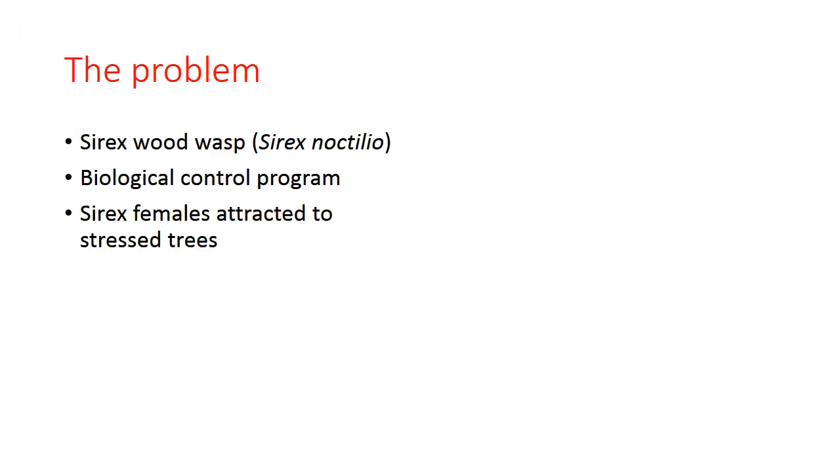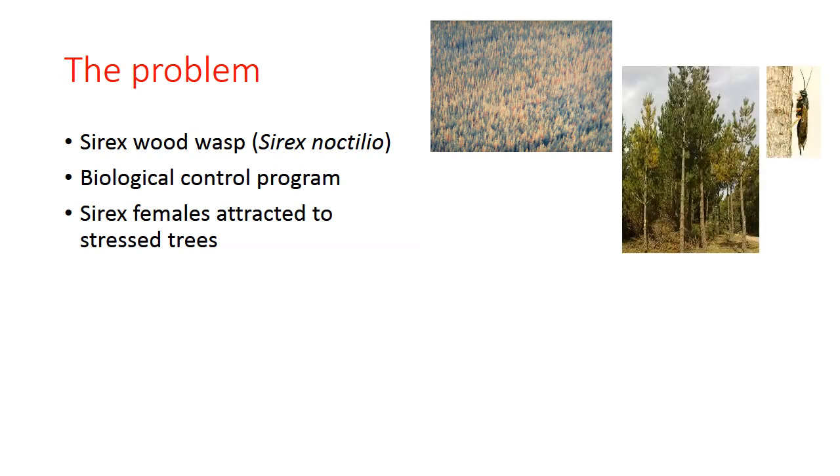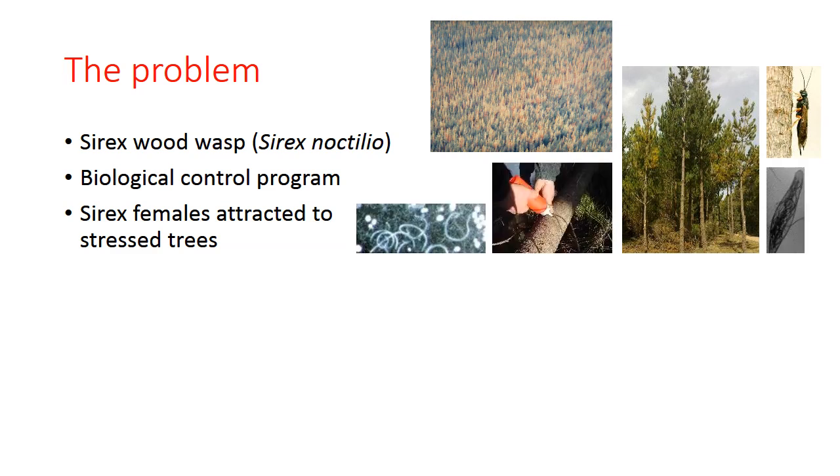The first one is Sirex wood wasp. Sirex noctilio is a major pest in pine plantations in Australia. We've developed a biological control program that utilises stressed trees. Sirex females are attracted to stressed trees. We poison these trees to make them attractive to Sirex oviposition, and then we inject the biocontrol nematode into these trees, which ultimately sterilises the Sirex females.